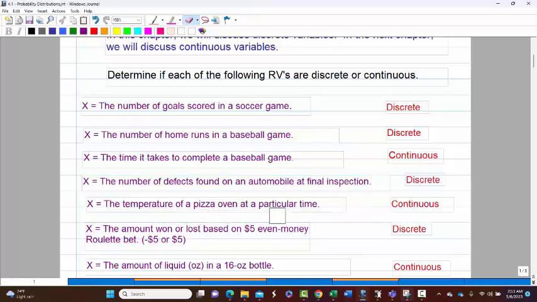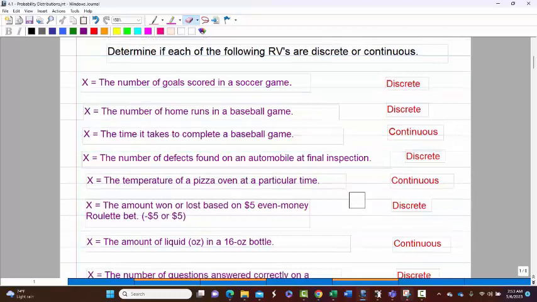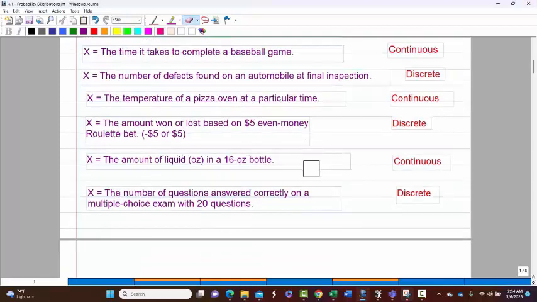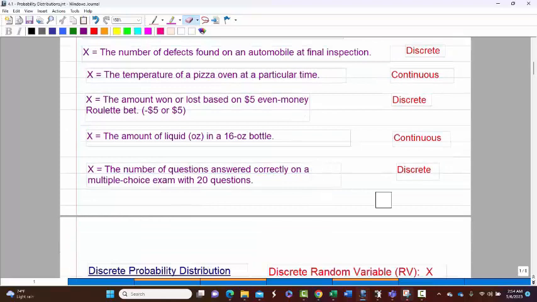The temperature of a pizza oven at a particular time, once again ignoring that displays only show whole number temperatures, obviously temperature does not have to be a whole number. It could be in intervals between whole numbers. The amount won or lost based on a $5 even money roulette bet, you're either going to lose five or win five. So that would actually be discrete. It's not countable, but it only has those two outcomes. I've already talked about the liquid in the bottle, but that would be continuous. And the number of questions answered correctly on a multiple choice exam with 20 questions would be discrete. It's perfectly countable.